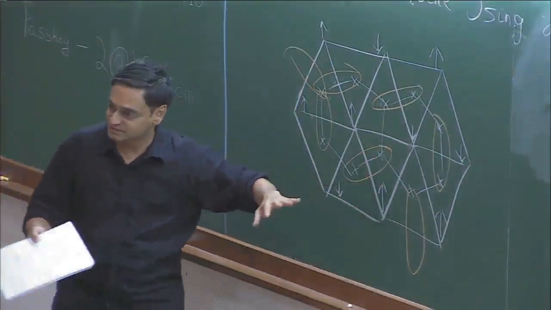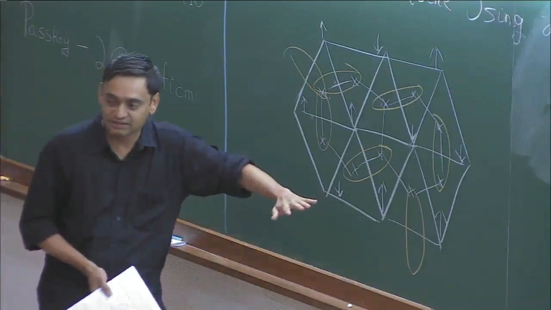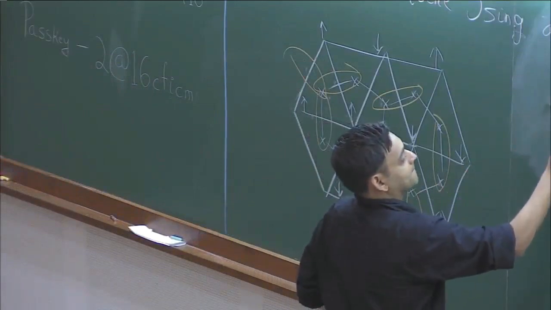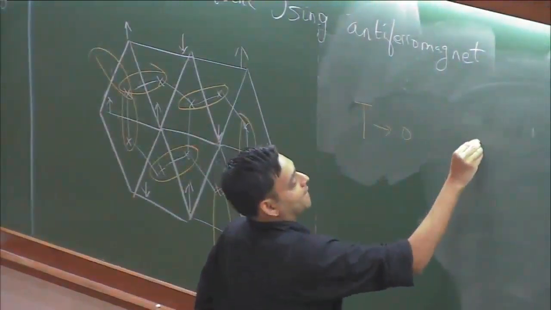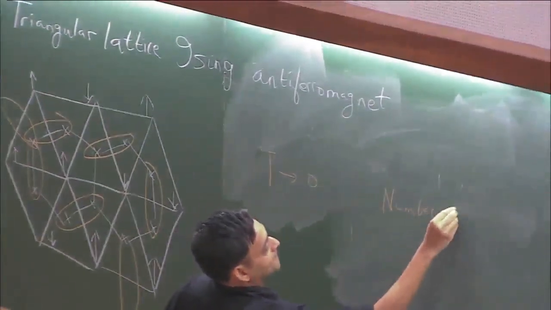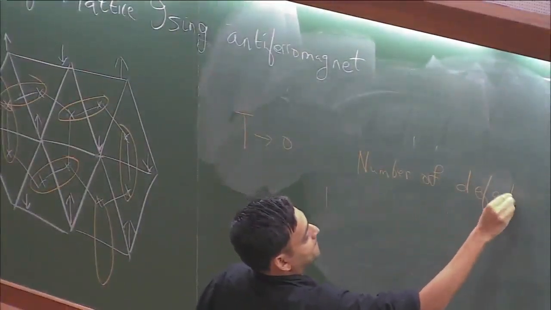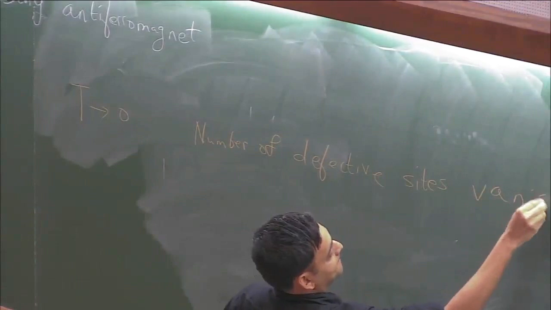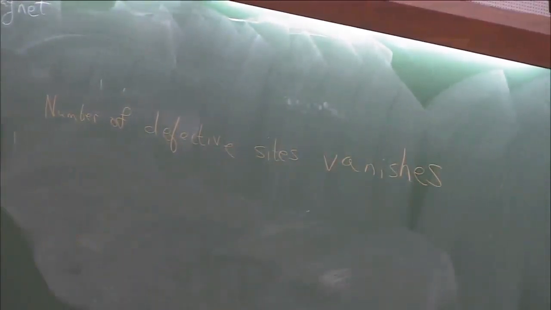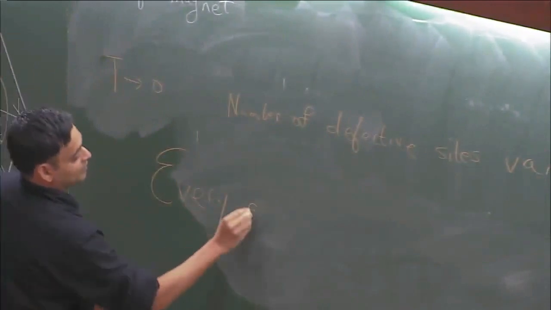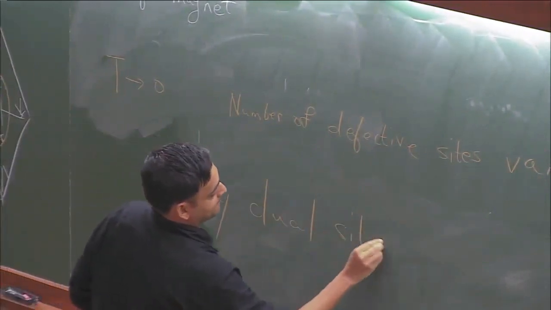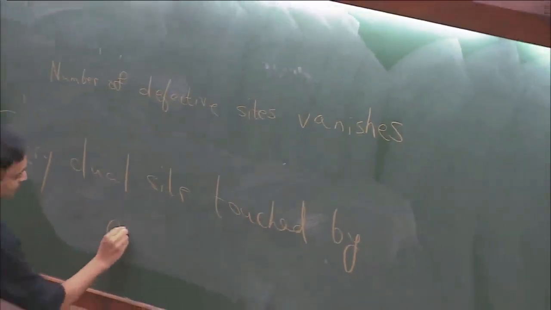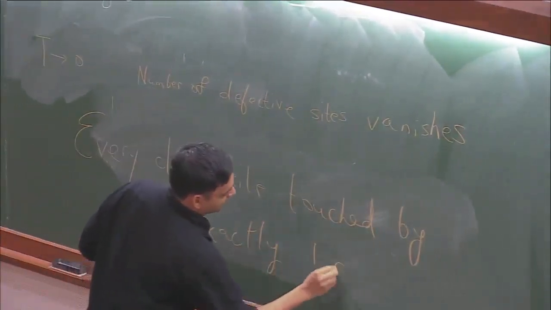And at 0 temperature, strictly, if you want to just count the degenerate ground states, you will have none of these, right? So T going to 0, the number of defective sites vanishes, and every dual site is touched by exactly 1 dimer.